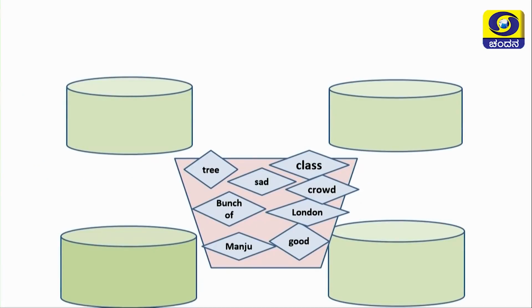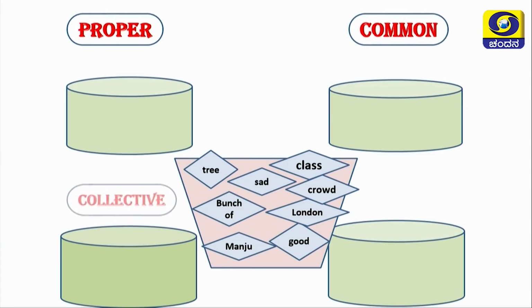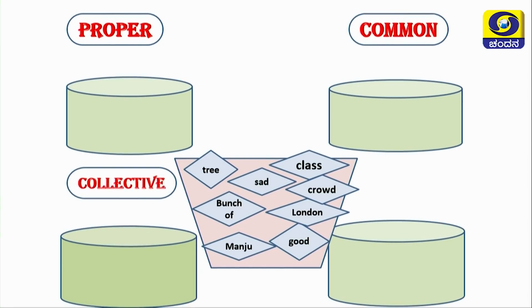Children, now we will see how well you understood the types of noun by choosing the right boxes. First is proper noun, the second one is common noun, the third one is collective noun, and the fourth one is abstract noun.